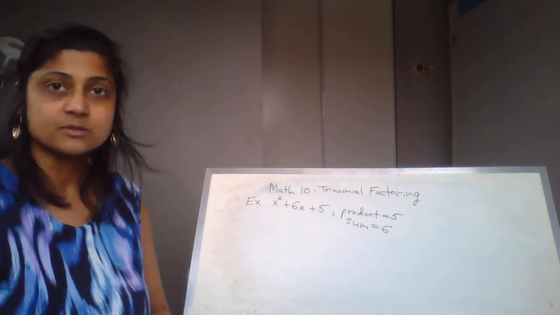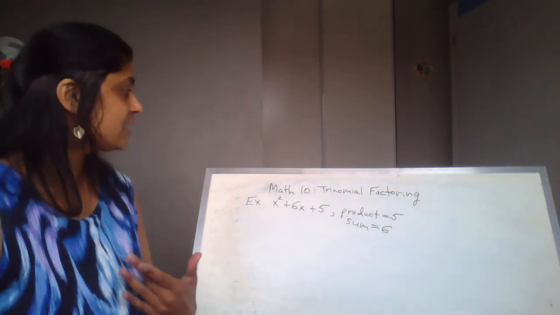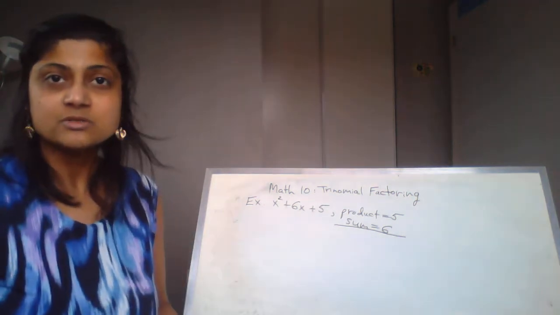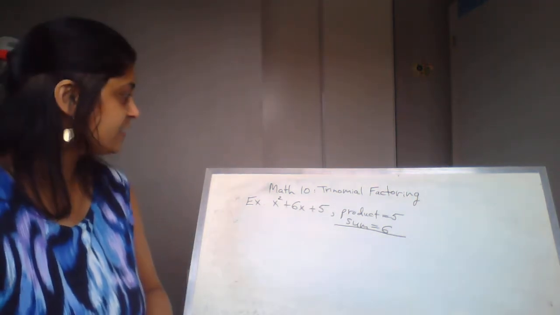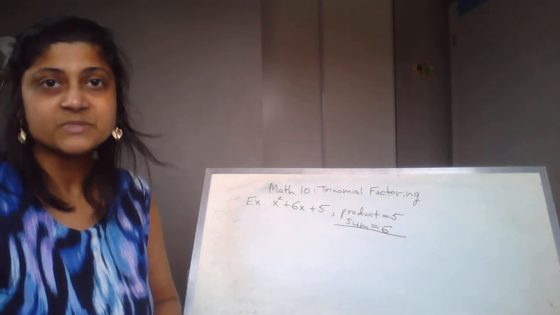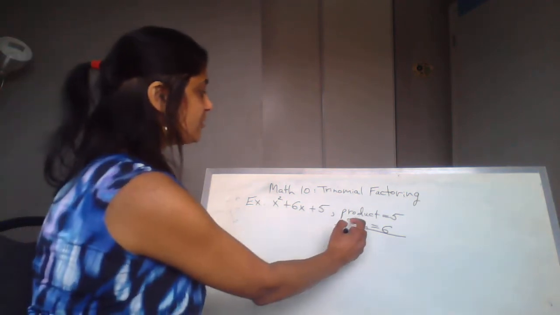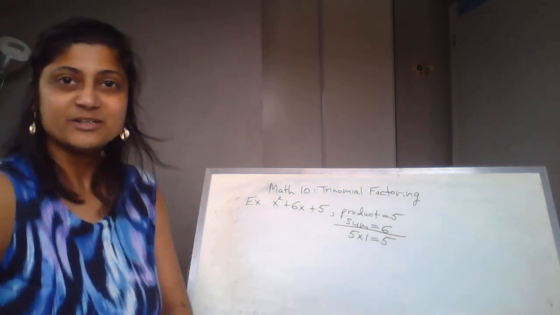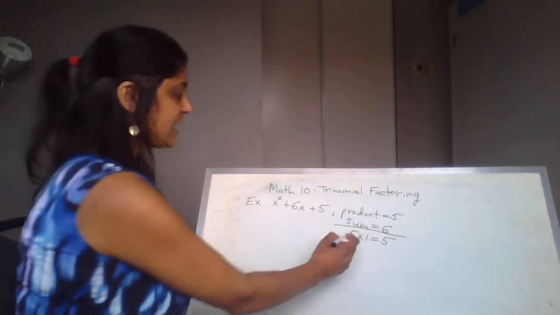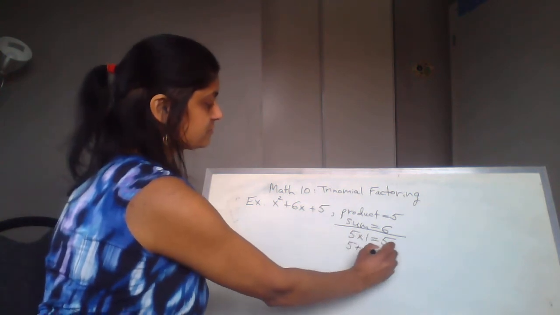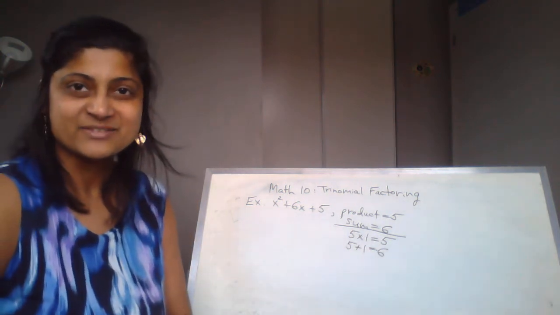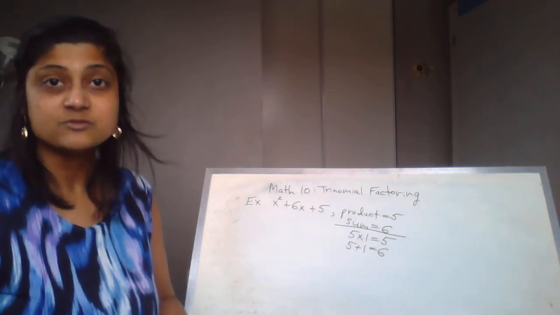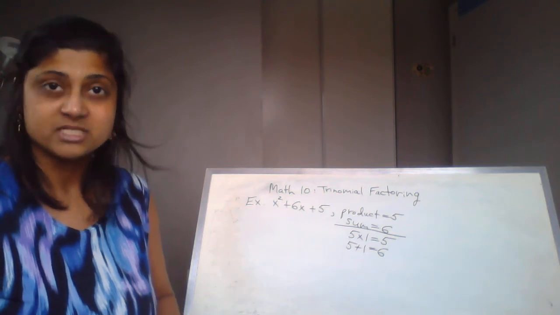So what we're going to do is look for factors of 5. Let me make a line here. Two numbers that, when you multiply them, give you 5, and when you add them together, give you 6. The only factors of 5 I notice are 5 times 1, which is equal to 5, and when you add them, 5 plus 1 is equal to 6. Does everyone see that? So my two factors are 5 and 1, and they both are positive here.